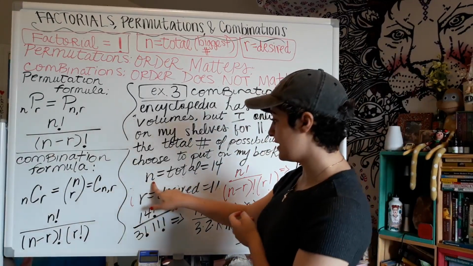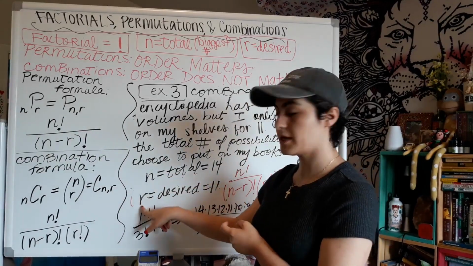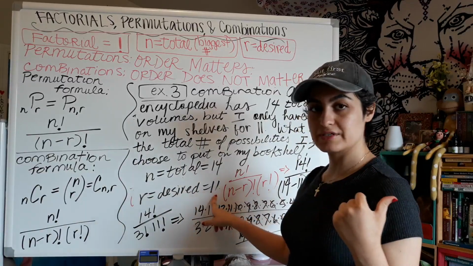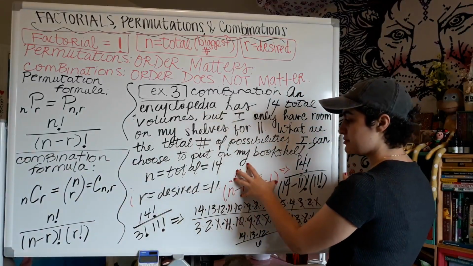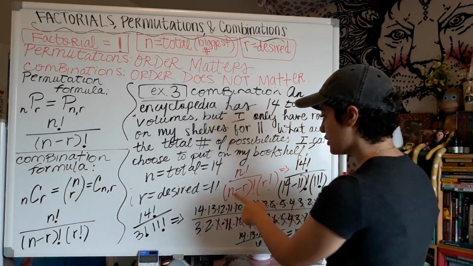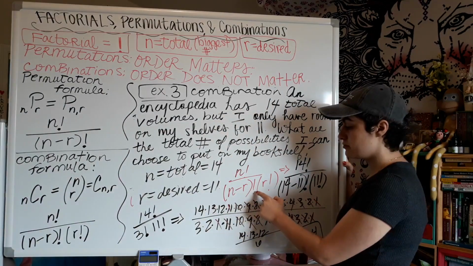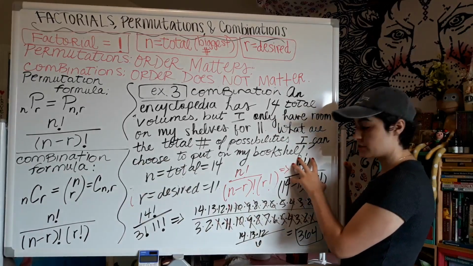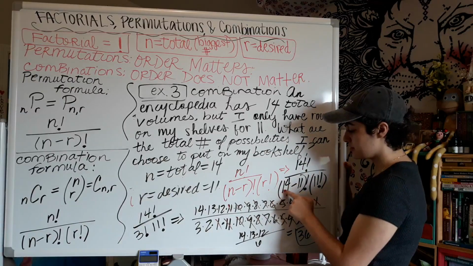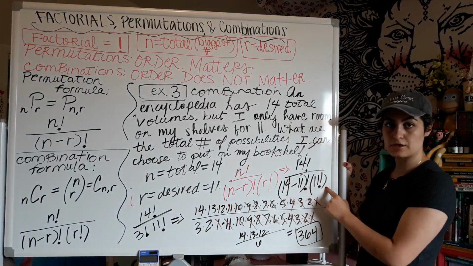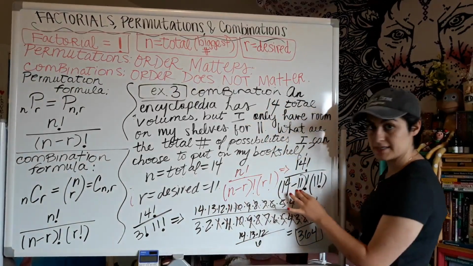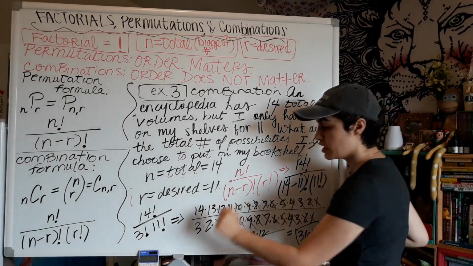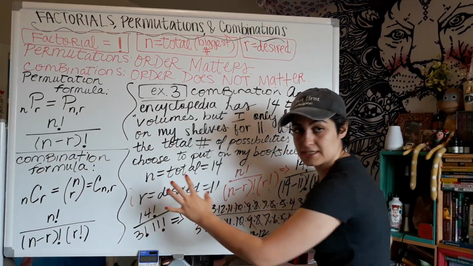My N, which is my total, is 14. My R, which is my desired number from the last video, is 11. This is the formula I'm using: N factorial over N minus R factorial times R factorial. Here I just plugged in the numbers: 14 factorial over (14 minus 11) factorial times 11 factorial. 14 minus 11, before I even touch the factorial function, is 3. So this is what it looks like now.